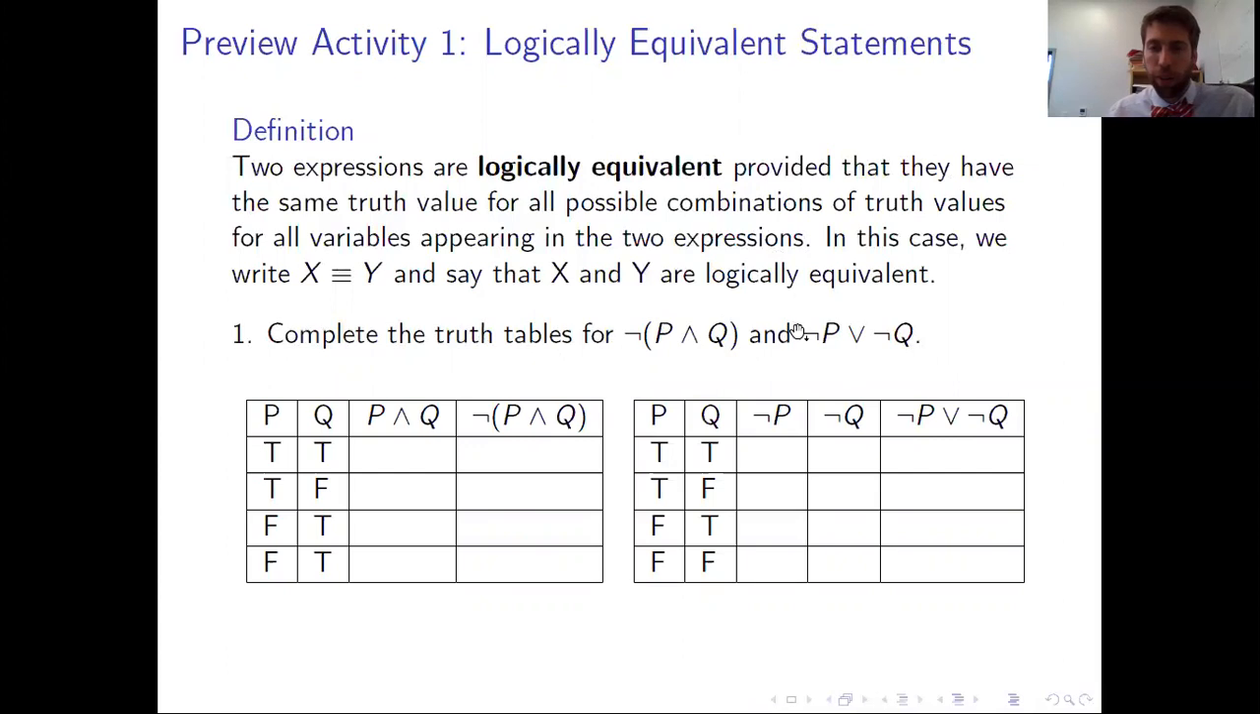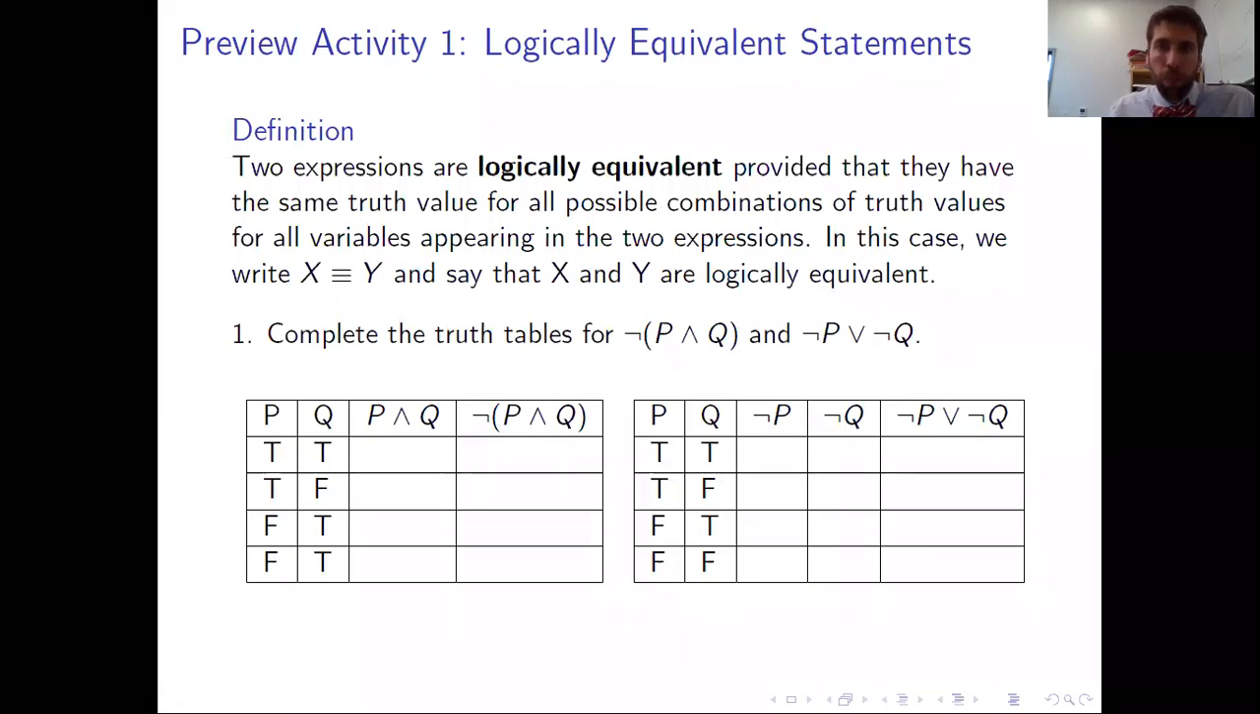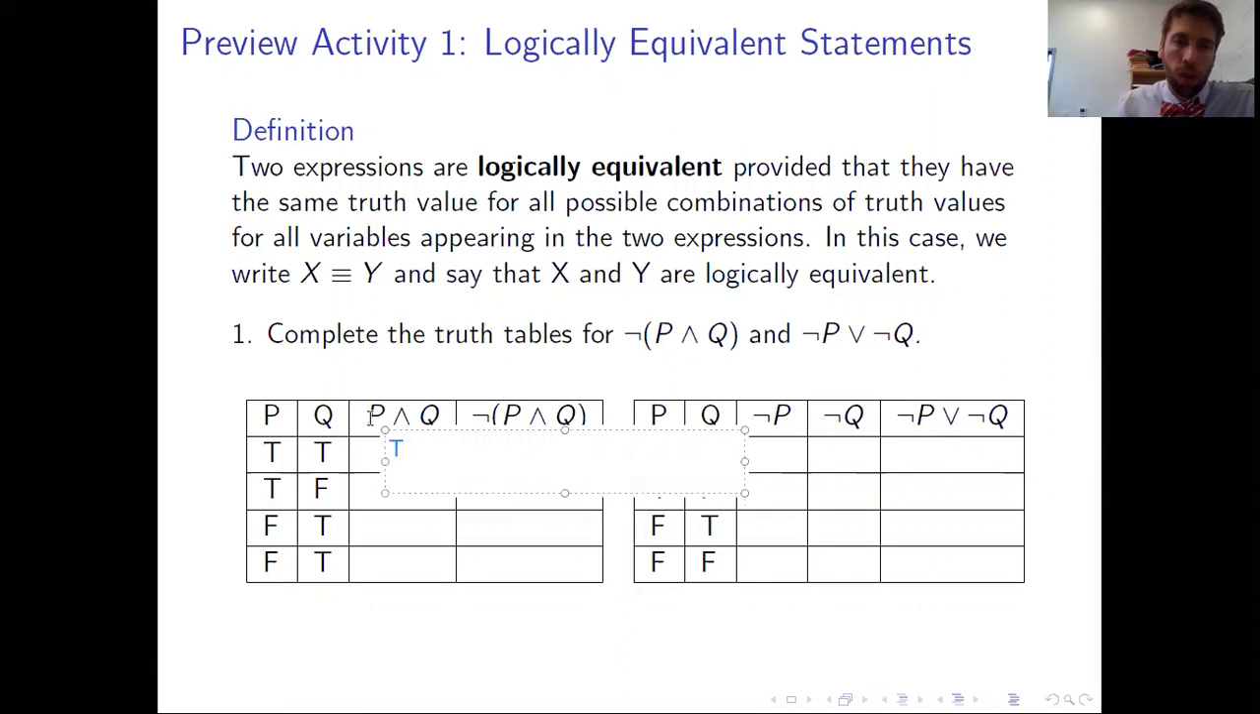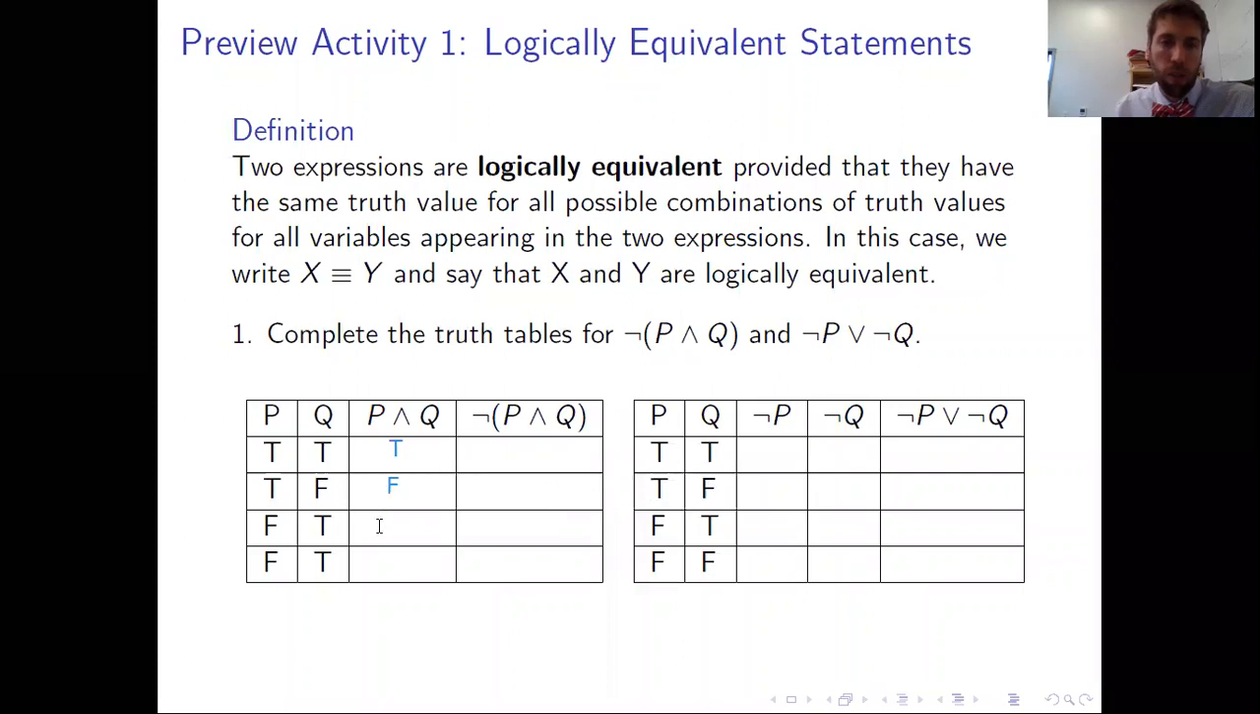So I've already created some tables here. So here, P and Q means it's true as long as both of them are true, and it's false otherwise. So if we negate that, then we get false here and true for the other values.